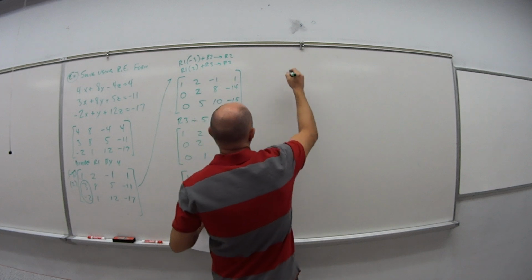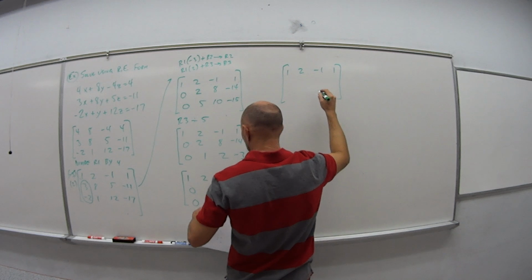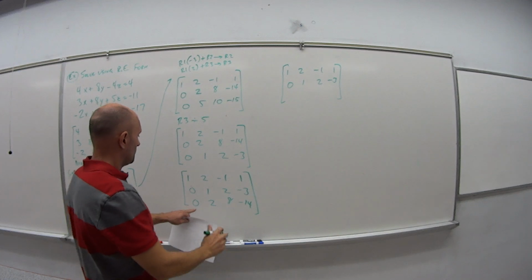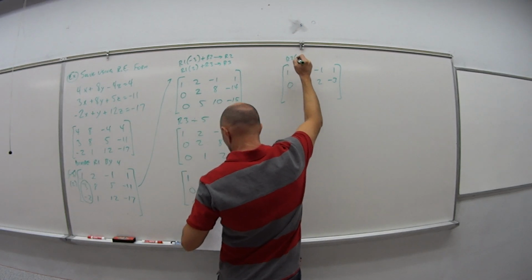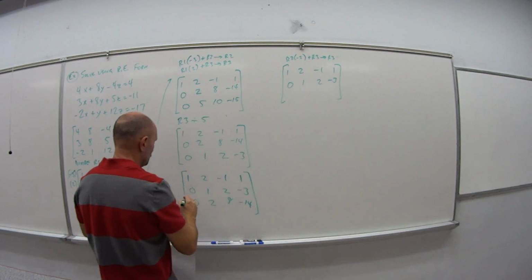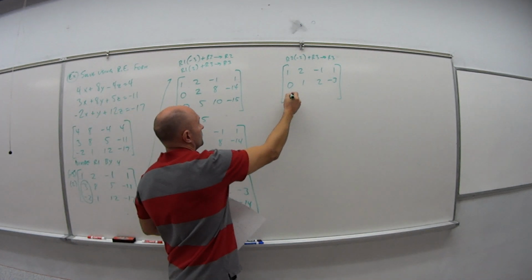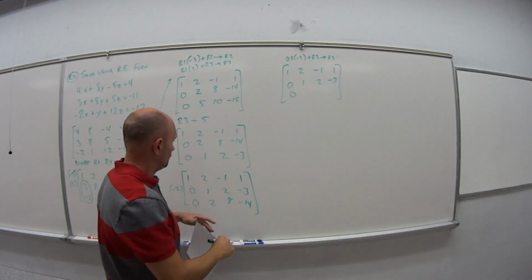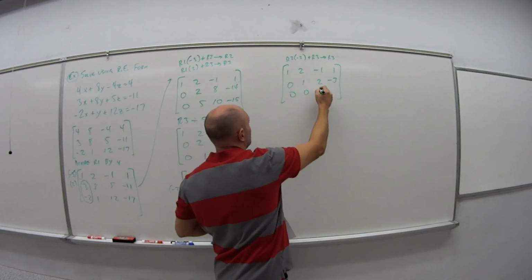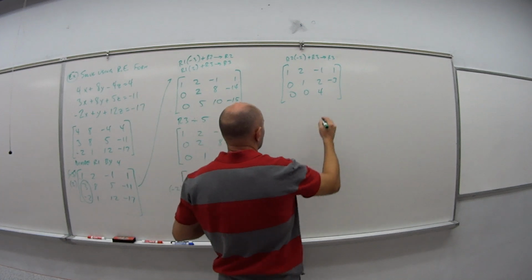So I'm going to do what? Leave row 1 and 2, so 1, 2, negative 1, 1. Leave row 2, 0, 1, 2, negative 3. I'm going to multiply row 2 times negative 2, add it to row 3 to give me a new row 3. So when I do that, 0 plus 0 is 0. Negative 2 plus 2, 0. Negative 4 plus 8 is 4. And positive 6 minus 14 is negative 8.